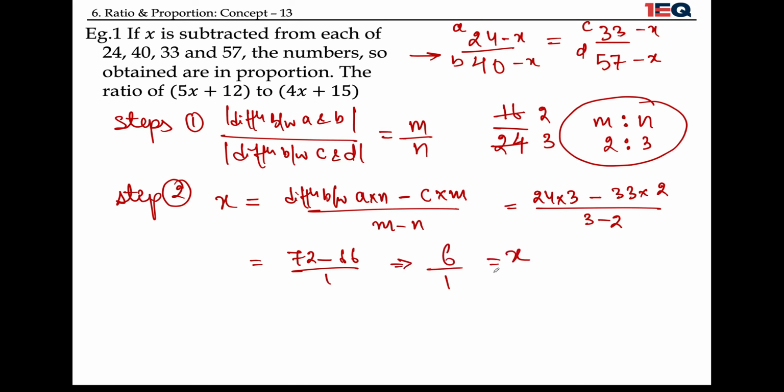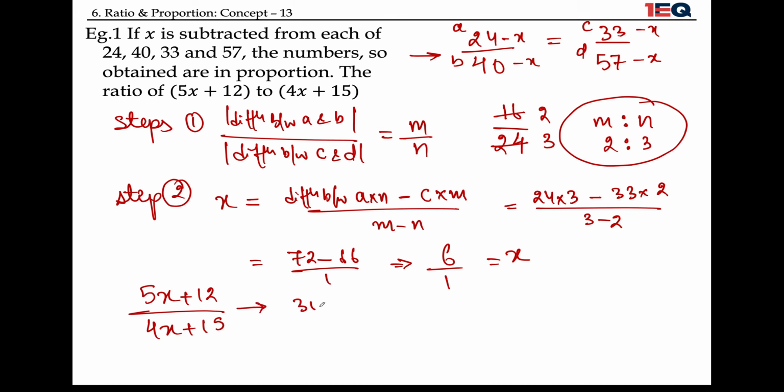This brings me immediately to the point where 6 is available to me, and the value of 6 is equal to x. Now that I found out the value of x, the ratio of 5x plus 12 to 4x plus 15 needs to be found out. This means 5x plus 12 whole upon 4x plus 15 needs to be found out.